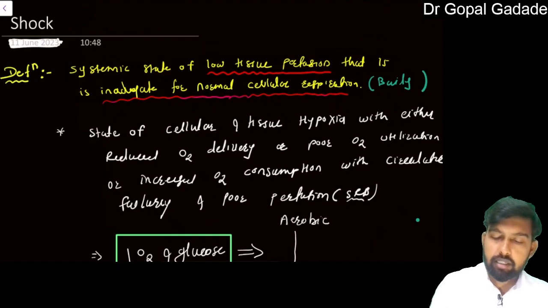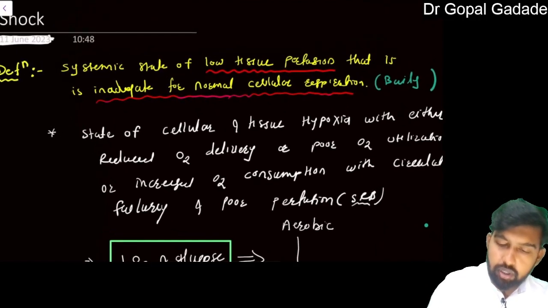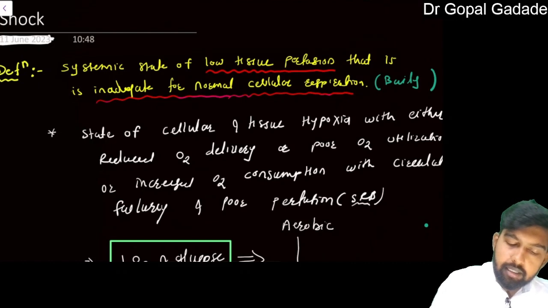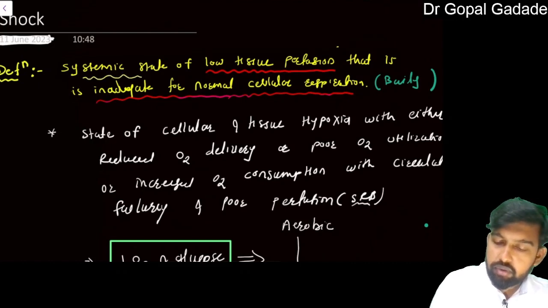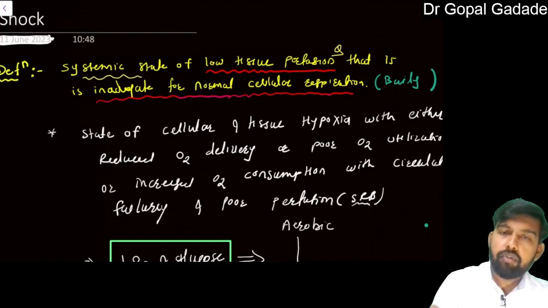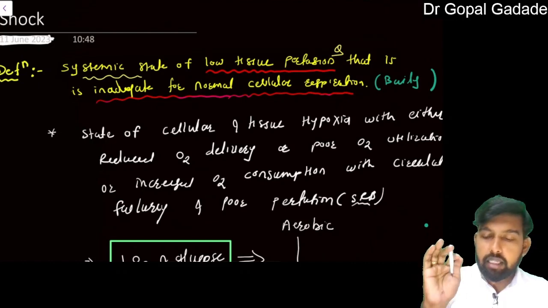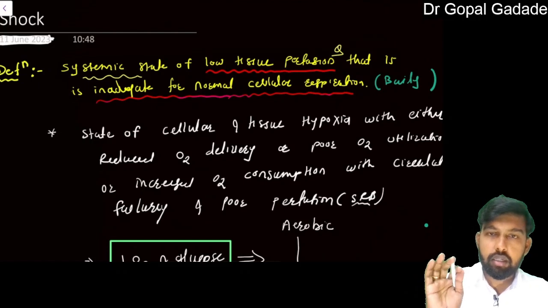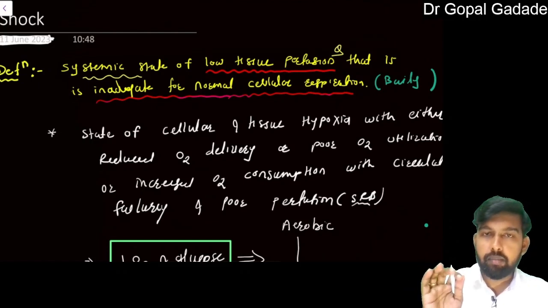So let's start with the definition of shock. By the definition given in Bailey and Love, shock is a systemic state of low tissue perfusion that is inadequate for normal cellular respiration. So this is the short and crisp definition given in Bailey and Love.